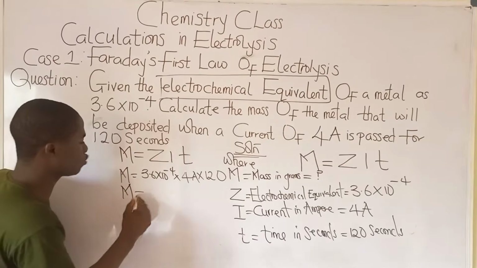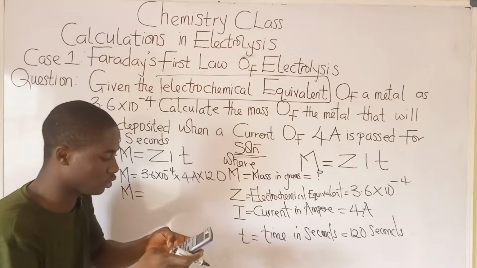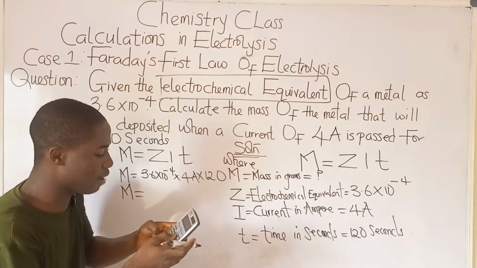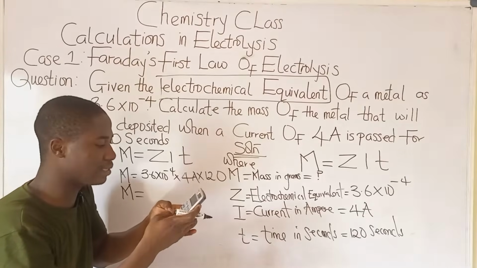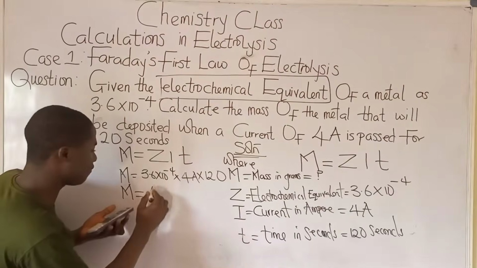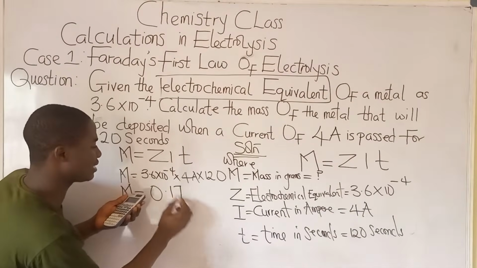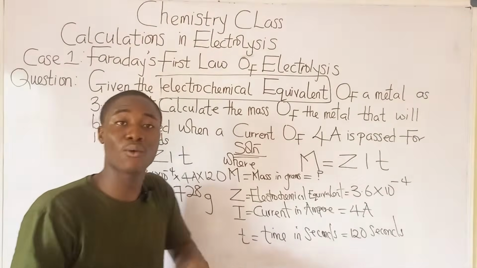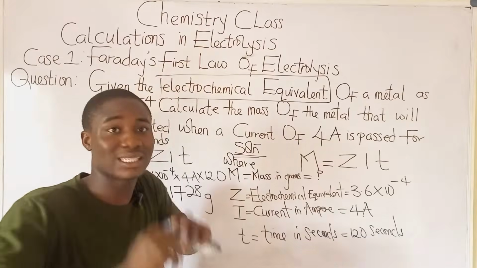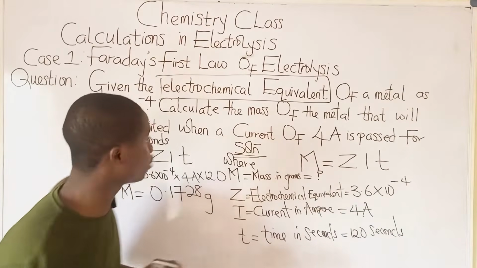So what becomes the mass when we input this into the calculator? We have 3.6 times 10 raised to minus 4 times 4 times 120 seconds. The mass we are having here is 0.1728 grams. So you can see how questions on these aspects are tackled without stress.